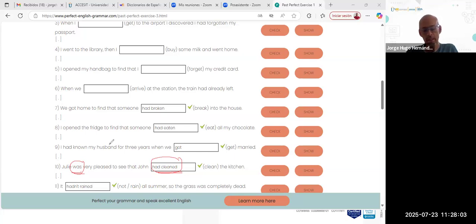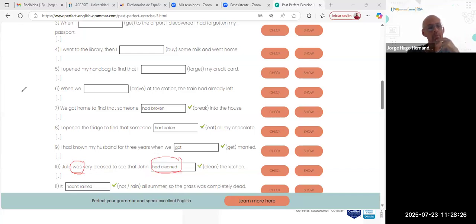Es muy común en el inglés utilizar los dos tiempos a la vez, ¿no? Y ahí es donde les decía yo que muchas veces tenemos que mirar cómo se diría eso en español, ¿no? ¿Qué significa eso en español? Julie was very pleased to see that John had cleaned the kitchen.